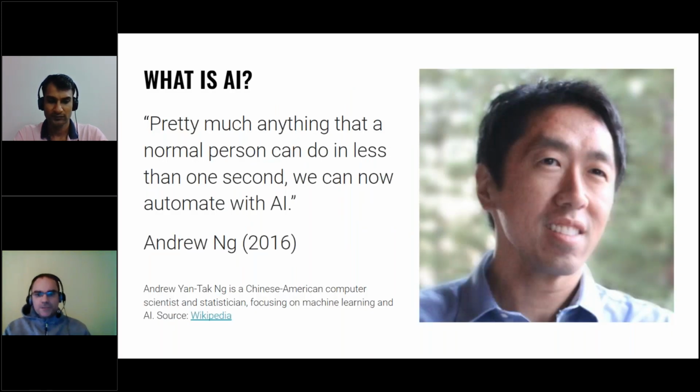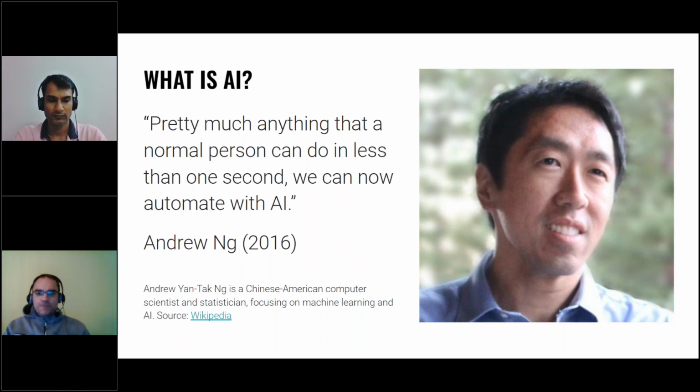Like I said, there are different answers to this question, and depending on who you ask, you might get a different answer. One of the ones that we like the most is provided by Andrew Ng, who is a Chinese-American computer scientist and statistician. He was previously working for Alibaba, as far as I remember, and he was the head of AI at the company. He was also giving lectures at Stanford, which I wholeheartedly recommend watching. His definition is that pretty much anything that a normal person can do in less than 1 second, we can now automate with AI. And that was his answer as of 2016.